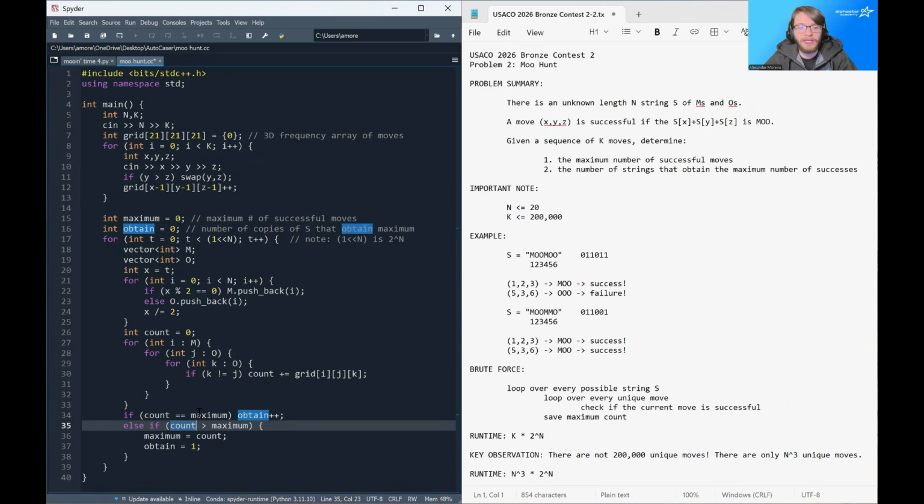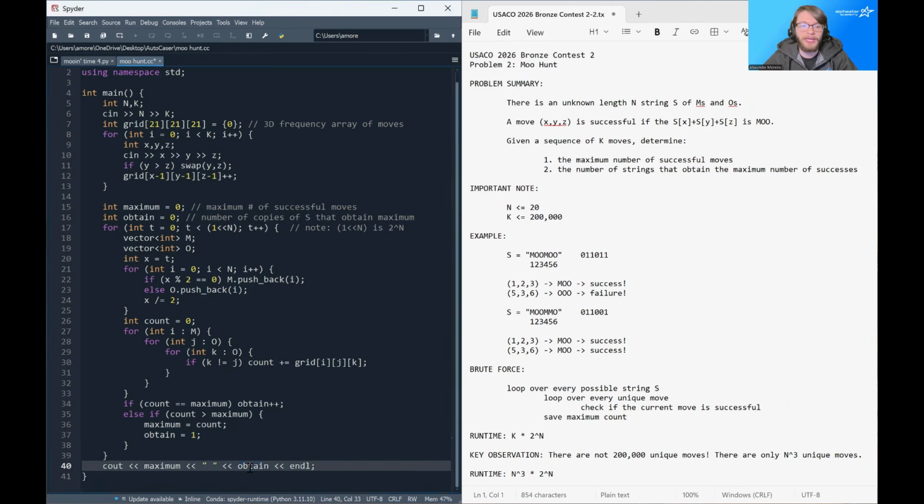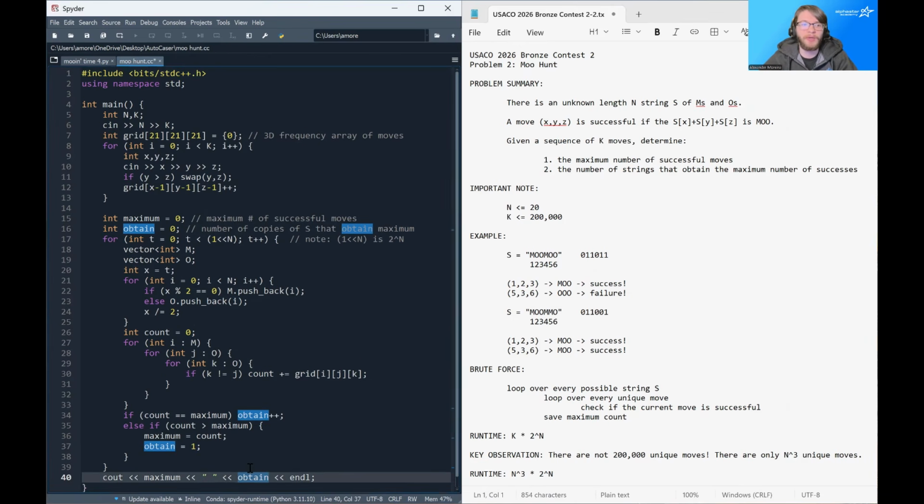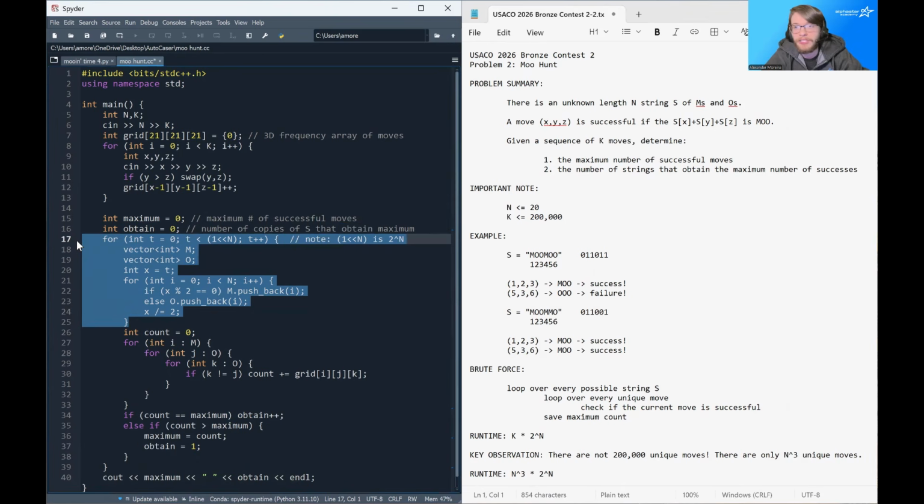Otherwise, if the count is bigger than the maximum, we're going to update the new maximum, and we're going to set obtain to be 1. We found one string that obtains this new maximum value so far. And then we just print out the maximum and the number of strings that obtain it, and we're done. So by far the most challenging thing in this question is simply looping over all binary strings of length n. If you've seen it before, it's easy. If you haven't seen it before, it's hard.